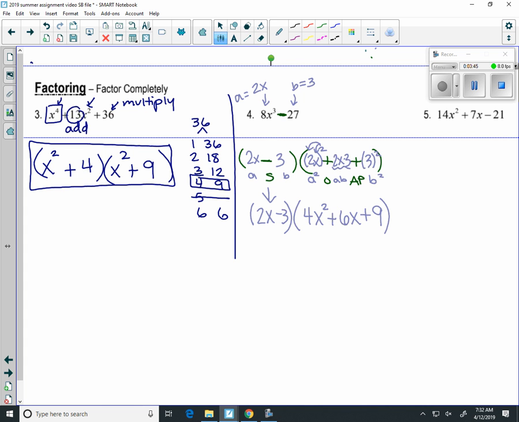To double check this, what I usually do is kind of think through multiplying my first 2. 2 times 4 is 8. x times x squared is x cubed. So that's good. And then I check these 2 guys. Negative 3 times 9 is negative 27. And I hope my middle terms would cancel.